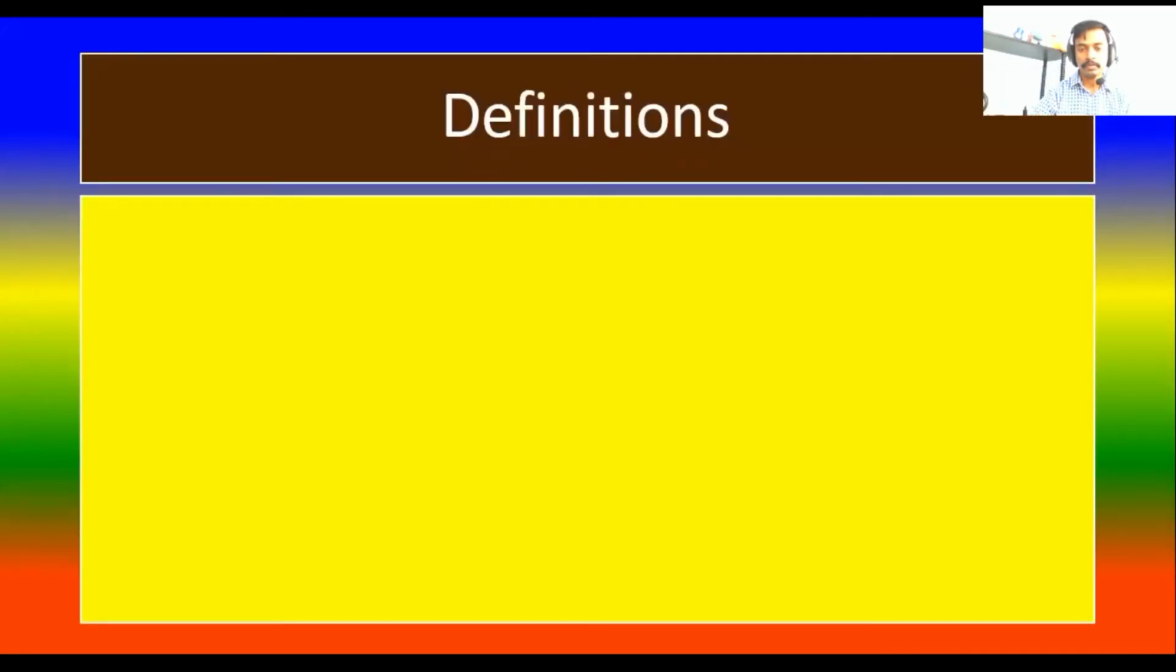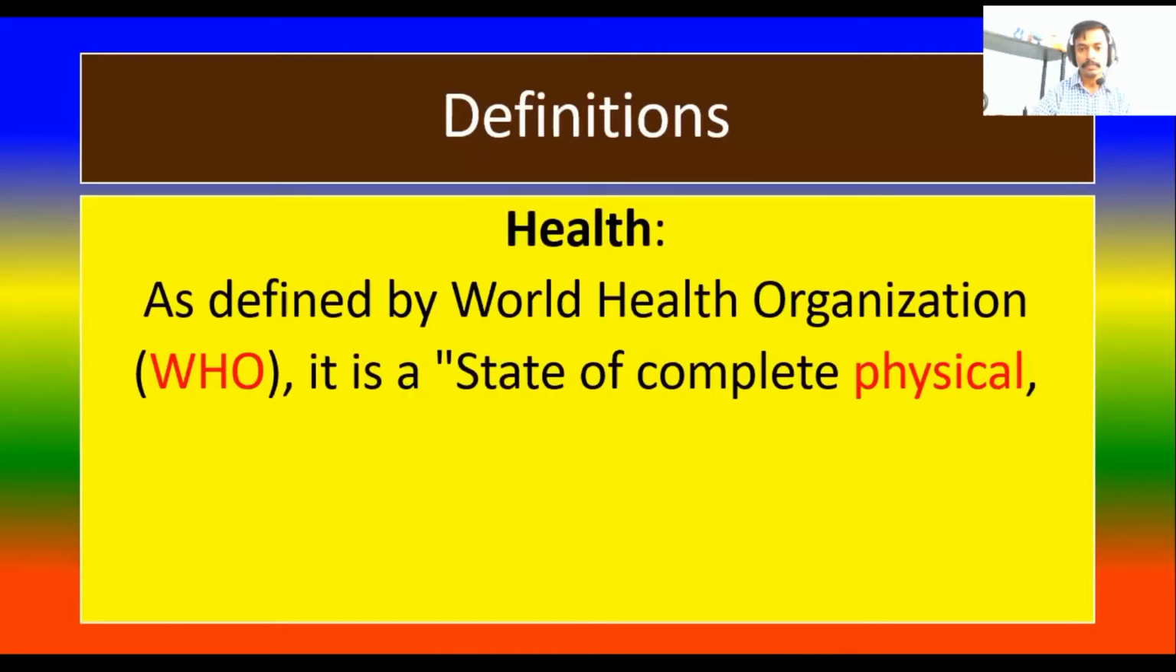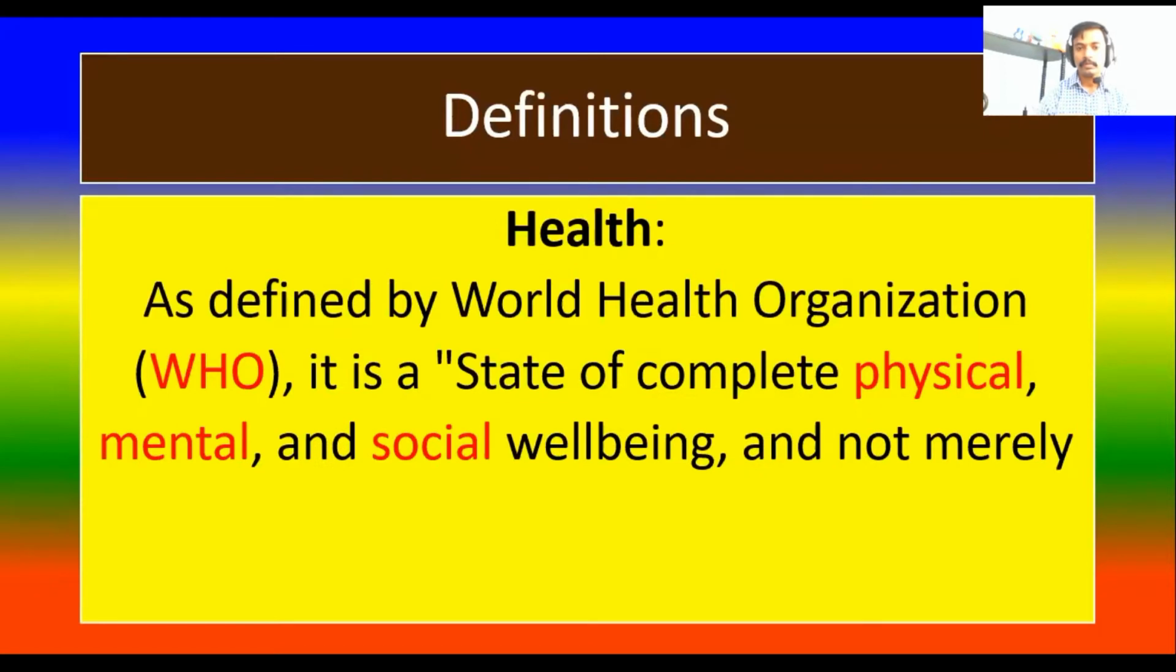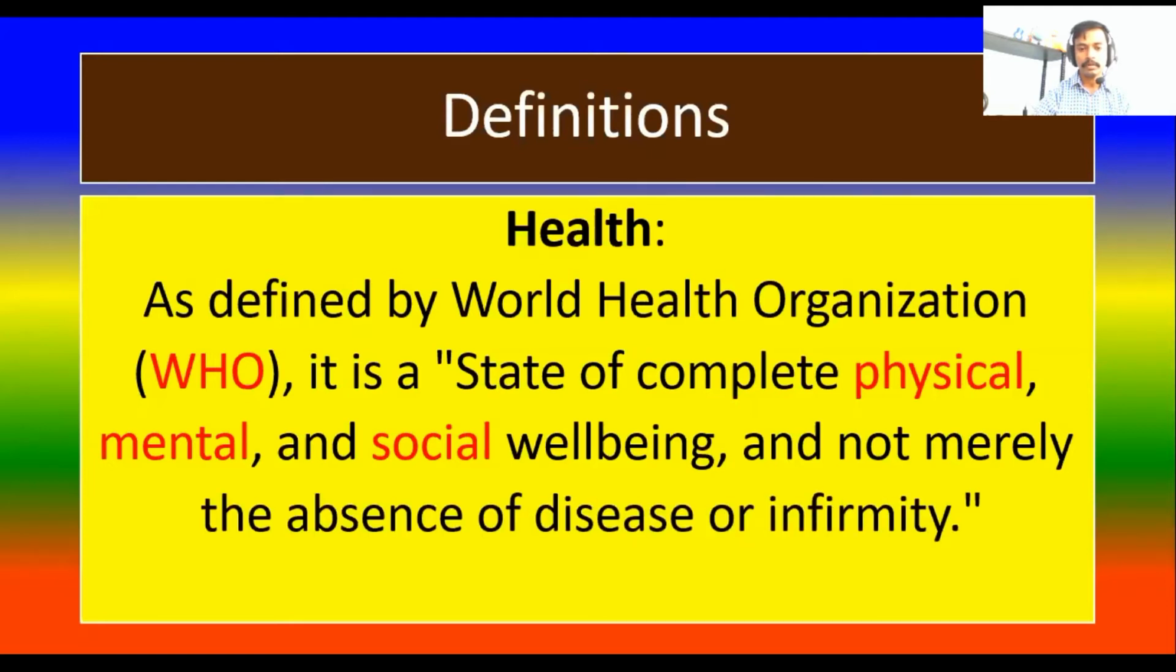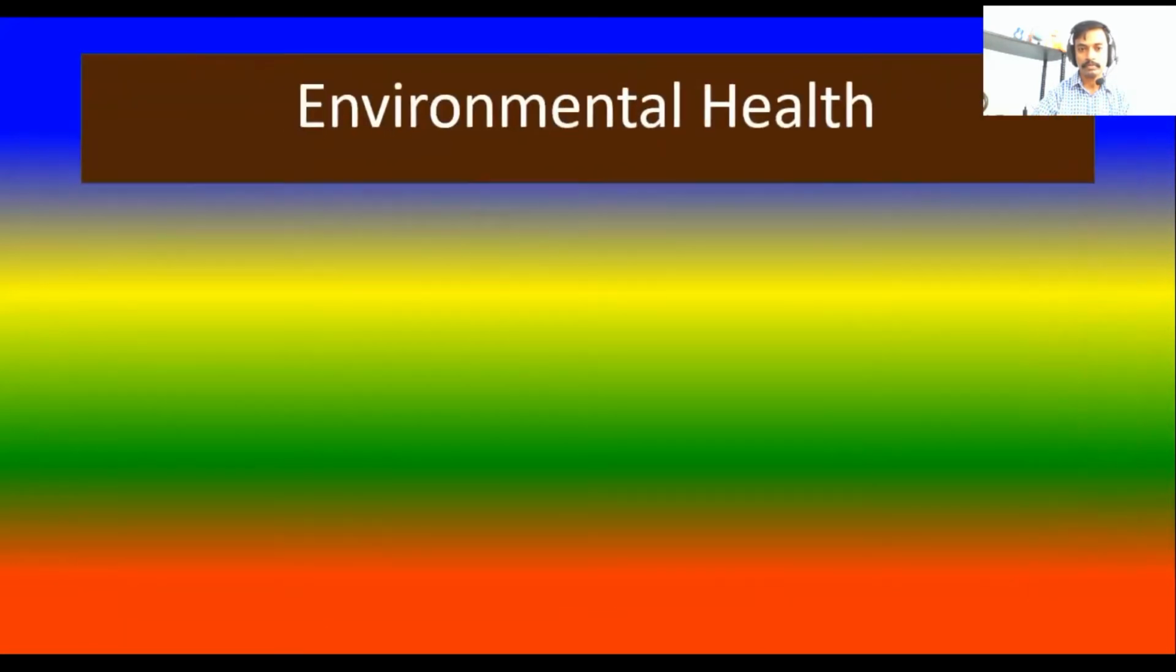Define environmental health. WHO defined it. First we need to know what is meant by health. WHO defined health; keywords: a complete state of physical, mental, and social well-being, not merely the absence of disease or infirmity. Well-known definition.